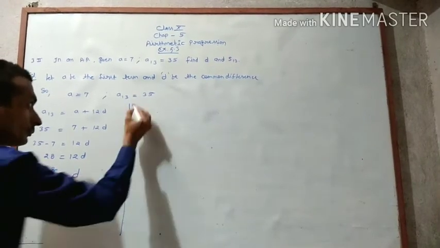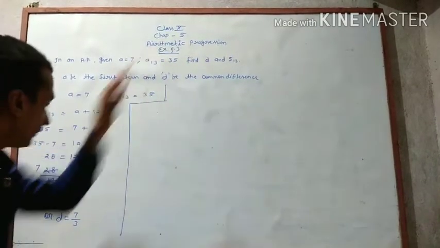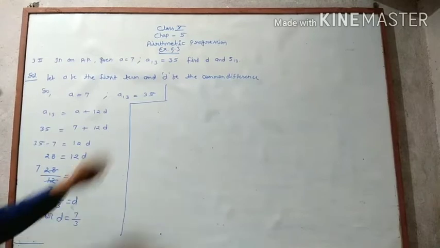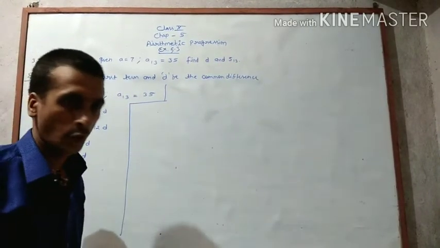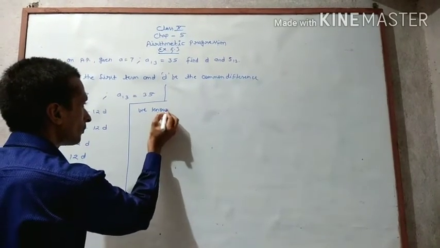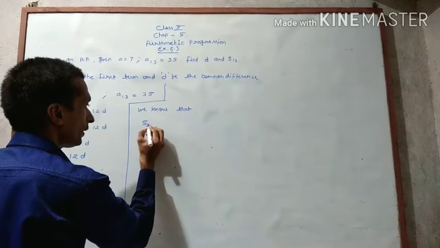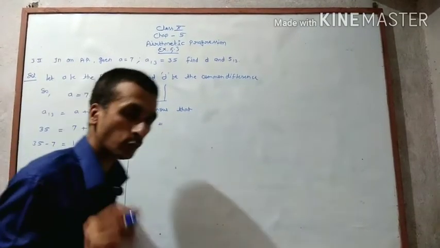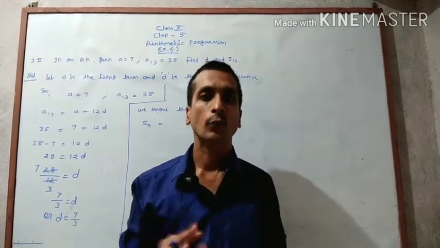Now, what is our requirement? The requirement is to find the value of D. The first requirement is fulfilled and the second requirement is S13, so n value is 13. Okay, so first of all we write, we know that Sn equal to which formula? There are two formulas: n upon 2 into a plus l, and the second is n upon 2 into 2a plus n minus 1 d.